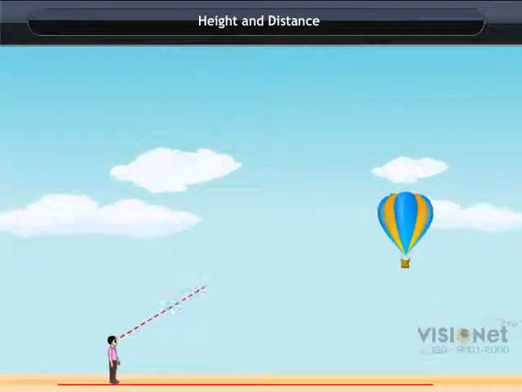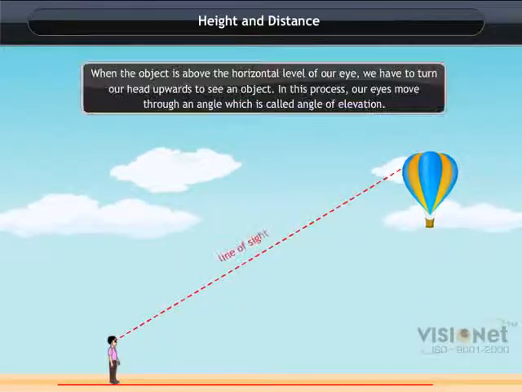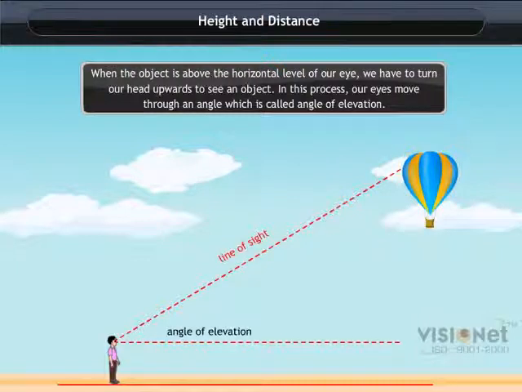Angle of elevation. When the object is above the horizontal level of our eye, we have to turn our head upwards to see the object. In this process, our eyes move through an angle which is called the angle of elevation.